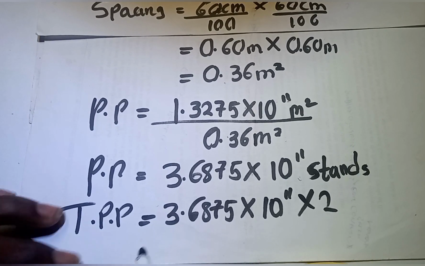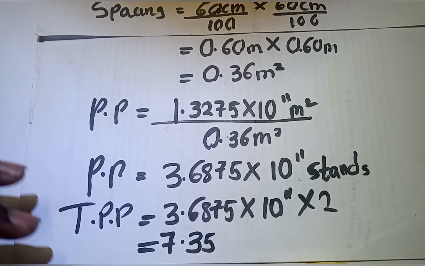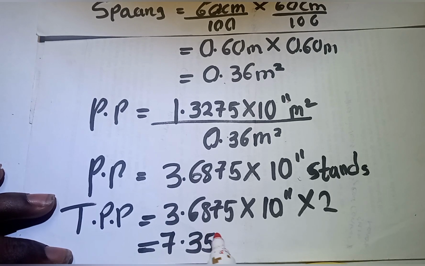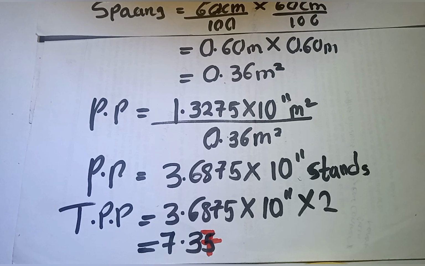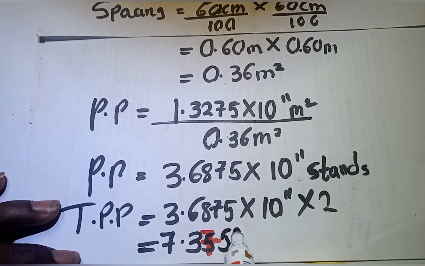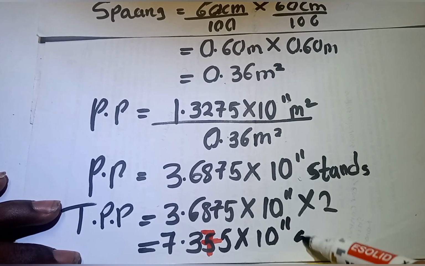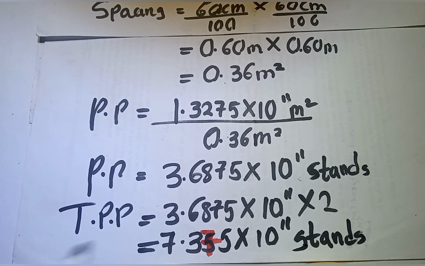Then you're going to have the total plant, 7.35, I made a mistake again, sorry. 7.375 multiplied by 10 to the power of 11 stands. Don't forget your stands, okay? 7.375 multiplied by 10 raised to the power of 11. That is the total plant population for that.